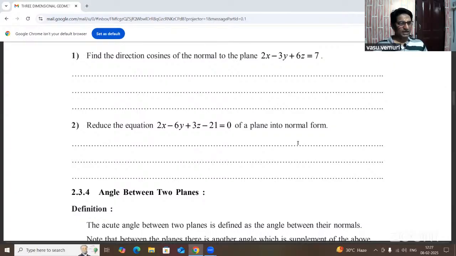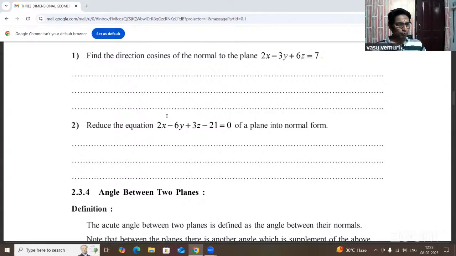That is the normal to the plane. Now if I reduce this equation into the normal form, first of all, the d value is minus 21. That is also less than 0. So that's why we take Lx plus My plus Nz equal to P, where the P value is minus d by root of sigma a square. After the simplification, L equal to 2 by root of a square, b square, c square. 2 square means 4 plus 36 is 40, 40 plus 9, root 49.